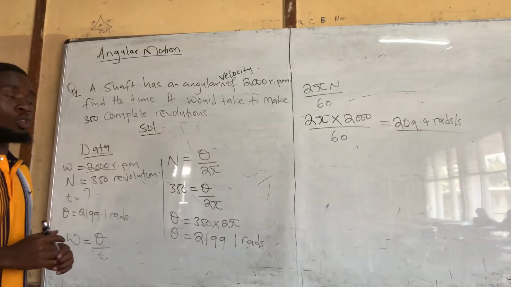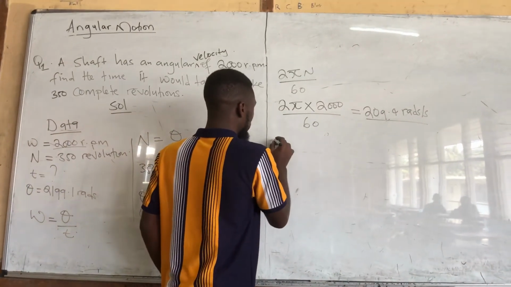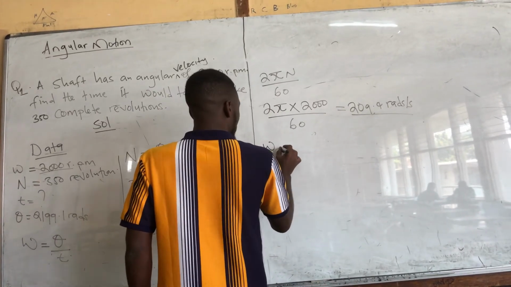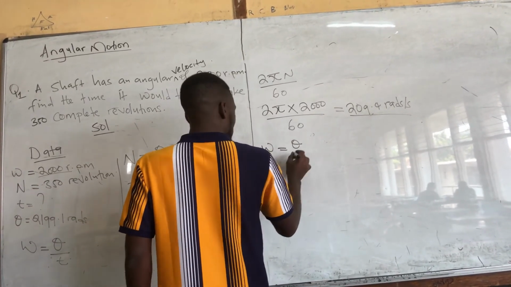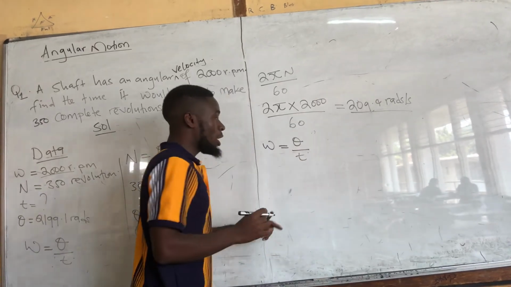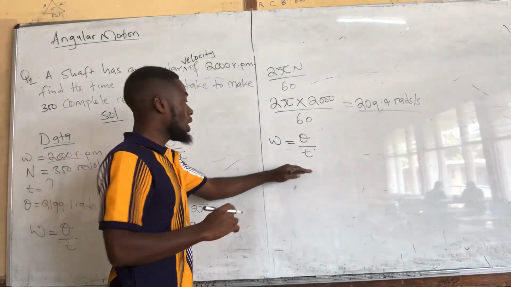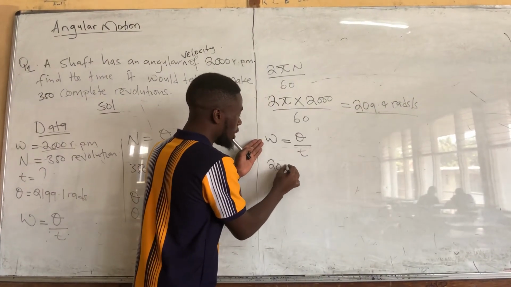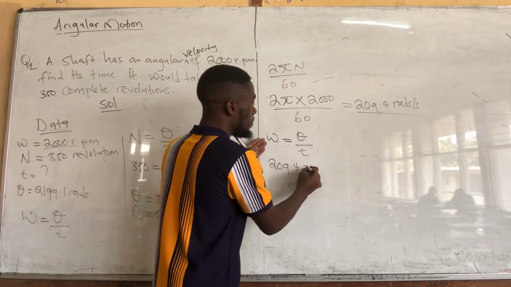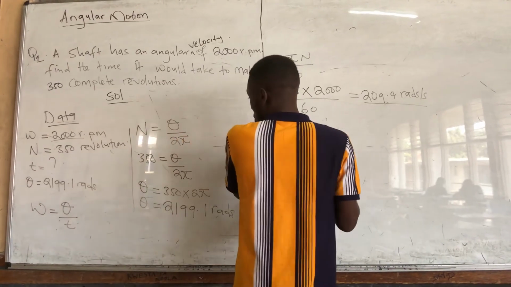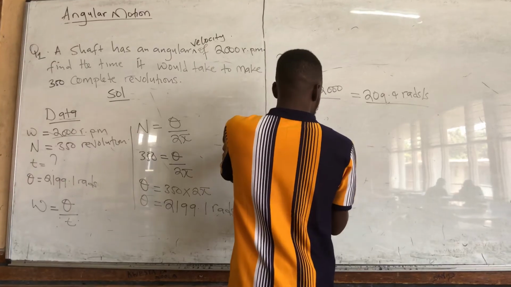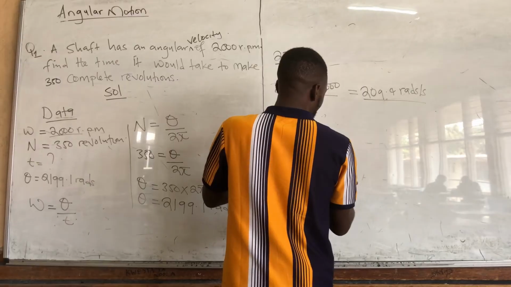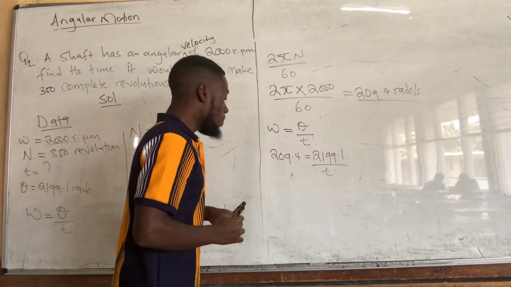The next step here is just to introduce the formula and replace the values. So the formula is angular speed is equal to the angle turned through, the angular displacement, over time. And our main goal here is to find time. The angular speed in laps per second is 209.4, being equal to the displacement, 2199.1, over t here. So our main goal is to find t.